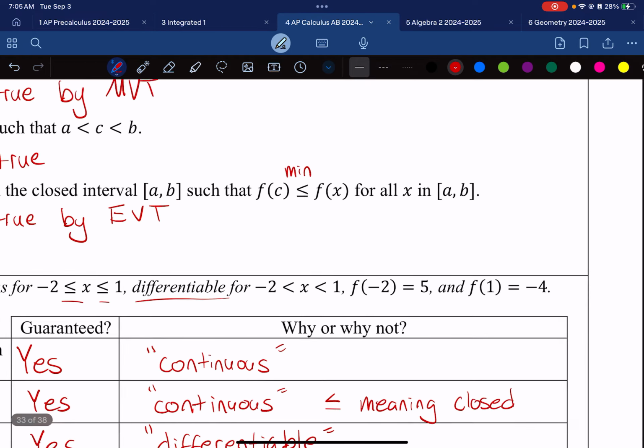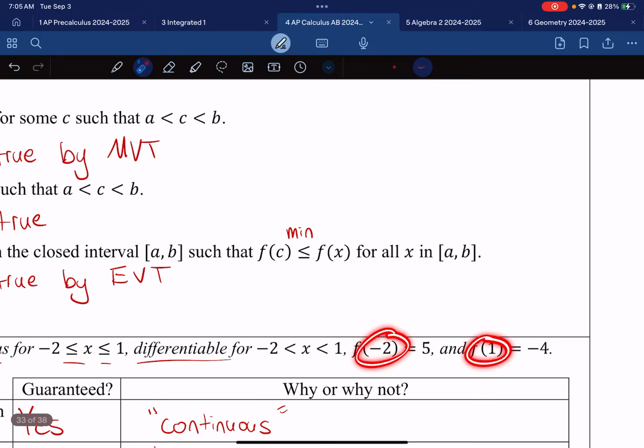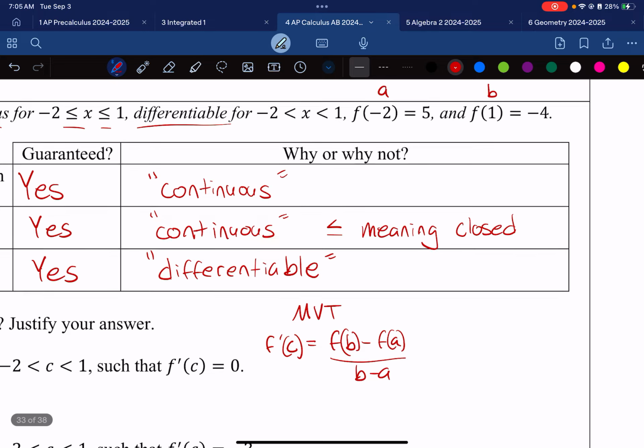What should B be? Well, it gives us some information up here that we can use. It says, okay, let's say that A is -2. Let's say B is 1. So let's come over here, and I'm going to plug in our formula.